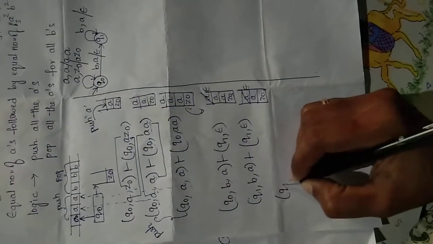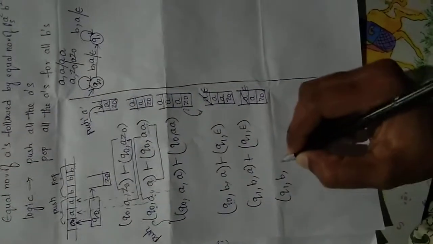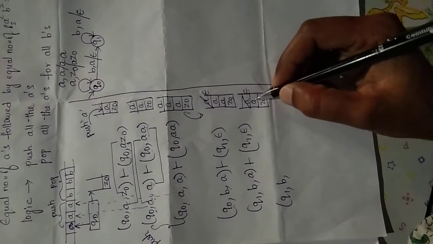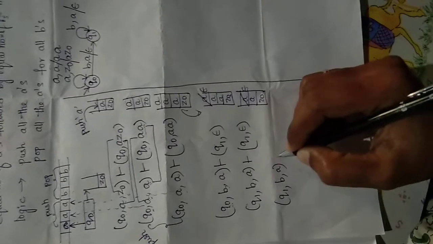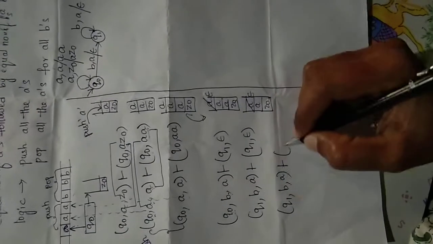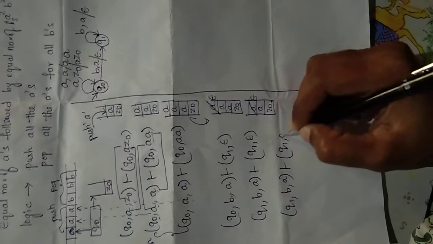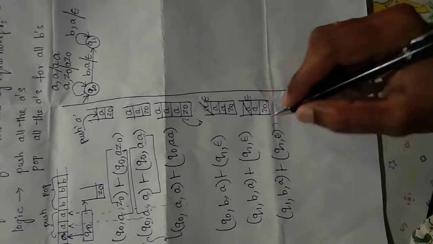So I am in the same state, Q1. Input symbol is A. After removing the two A's, still the top of the stack is A only. So what is the same ID? Now see this one, same ID. So we are in the same state. Remove that symbol also.